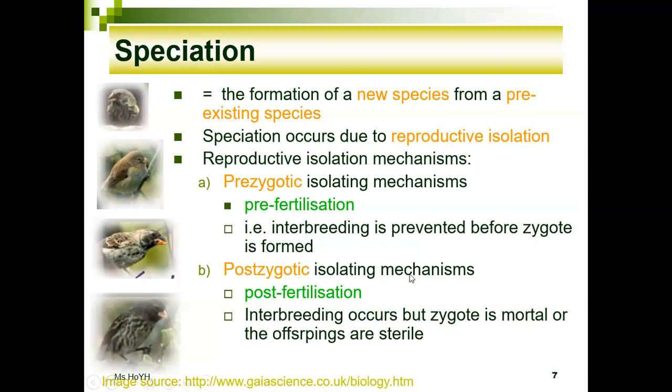Now, postzygotic isolating mechanism means they actually meet each other and mate, and a zygote is formed. But from there onward, the zygote has a lot of problems. That means the offspring is not vigorous, not fertile, right? So even though they mated already, because the offspring is not vigorous and fertile, they are still considered different species. This is still reproductive isolation, but it is postzygotic reproductive isolating mechanism. Okay, so let's look at the diagram.